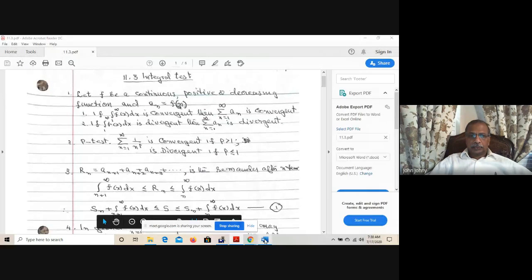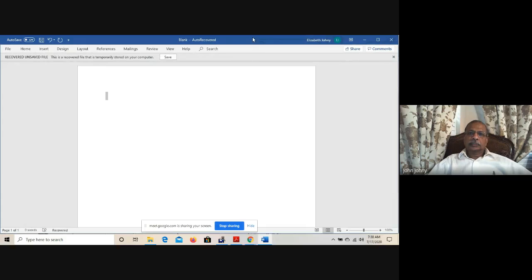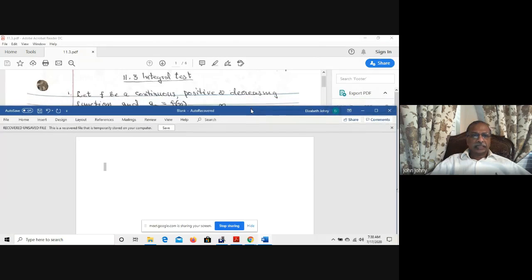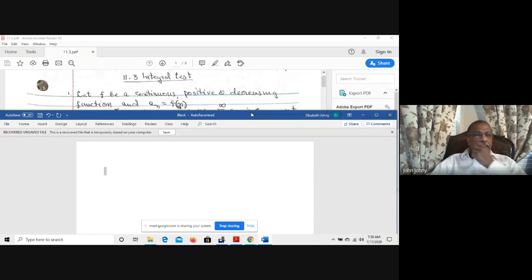Eleven point three deals with the integral test. Let f be a continuous, positive, and decreasing function, and let a_n equal f of n. See the difference between x and n. n is a natural number, x is any real number. So f is a continuous positive decreasing function and a_n is equal to f(n).